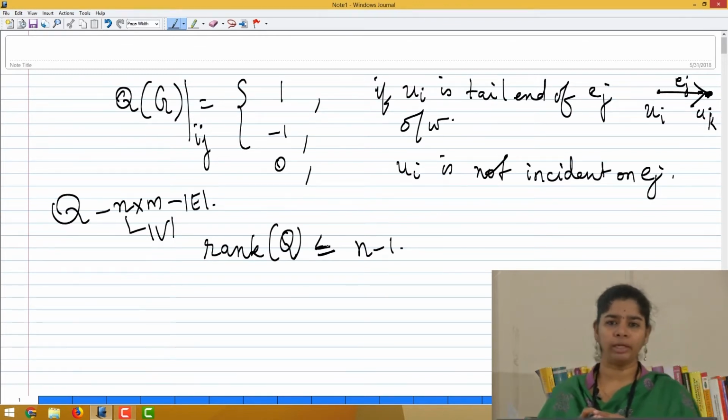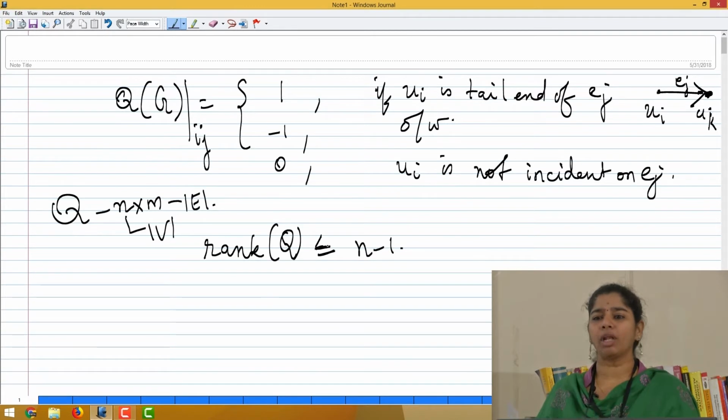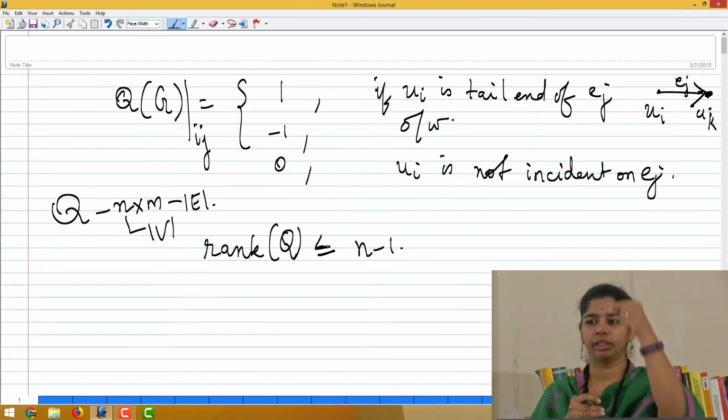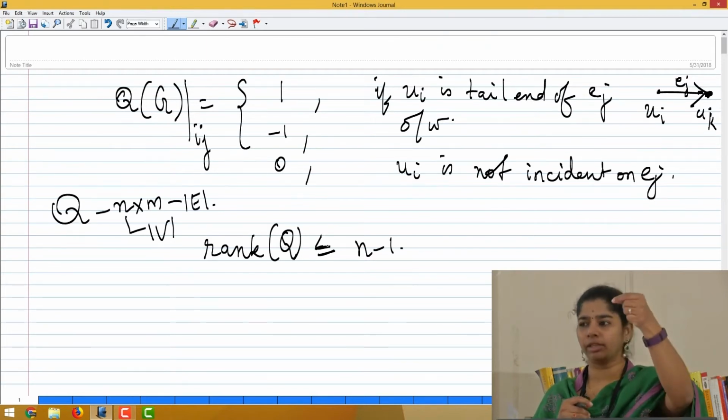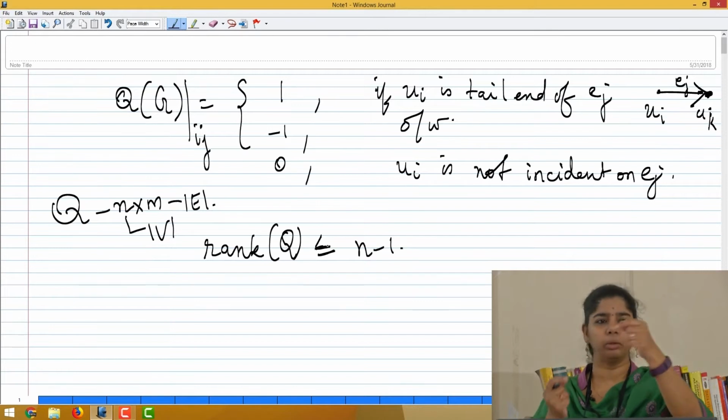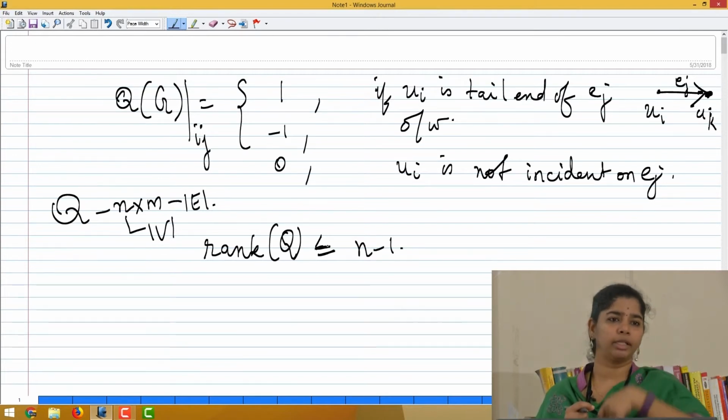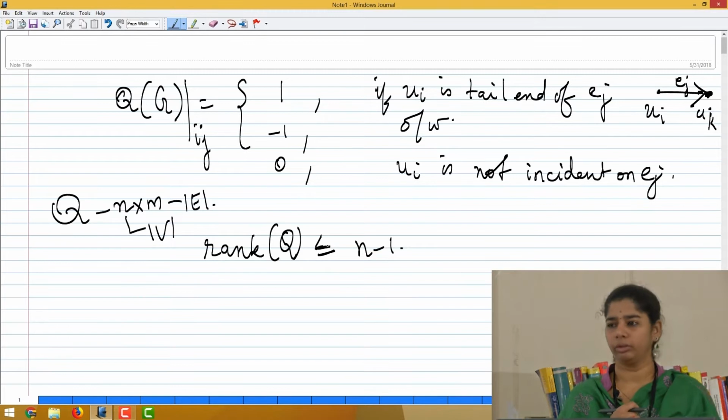So now my question is, when I say n minus 1, what would be the column space? We know every column adds up to 0, because if I look at an edge, it will always have a tail end and a front end. So it will have 1 and -1. So the column sum is going to become 0.